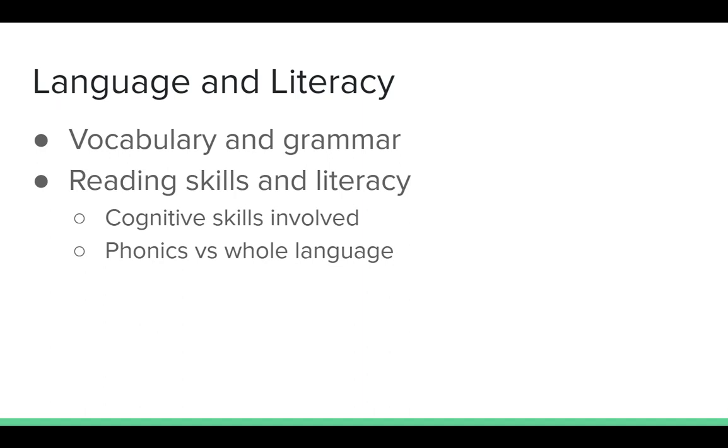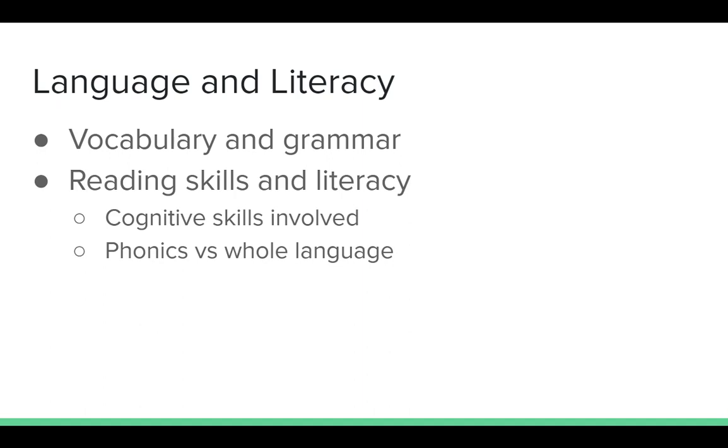Whole language, on the other hand, is an approach that relies on context of the surrounding words to identify a new word. So if they see a new word that they didn't know before, the phonics approach would say sound it out. The whole language approach would say, well, let's look at the sentence. What word makes sense here? Look at the picture, look at the paragraph, look at the whole context of that word to figure out what that word should be.